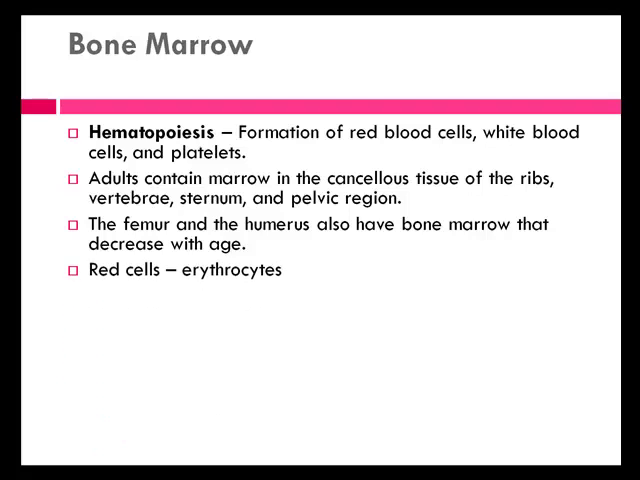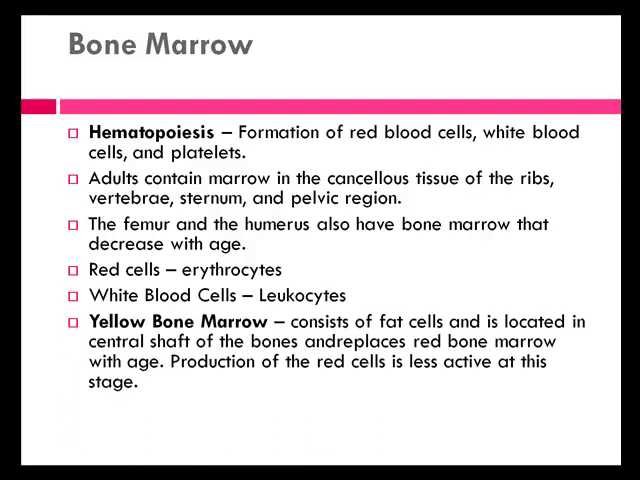Now, red blood cells are called erythrocytes. White blood cells are called leukocytes. Yellow bone marrow consists of fat cells and is located in the central shaft of the bones and replaces red bone marrow with age. Production of red cells is less active at this stage in the yellow bone marrow.